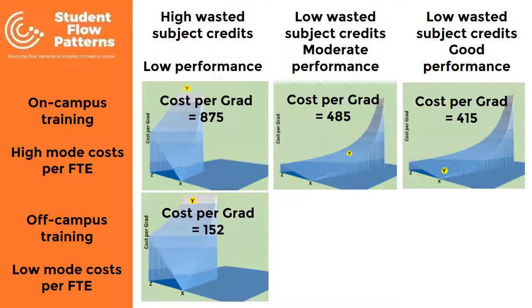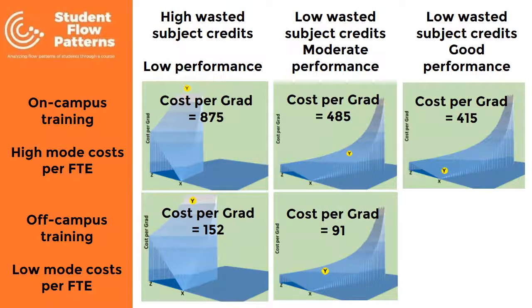The fourth calculation is the first of the off-campus training examples, again with a high number of subject credits wasted because of many students failing subjects. Student throughput for the training course can be described as of low performance. The calculated cost per graduate is a moderate 152 units per graduate.